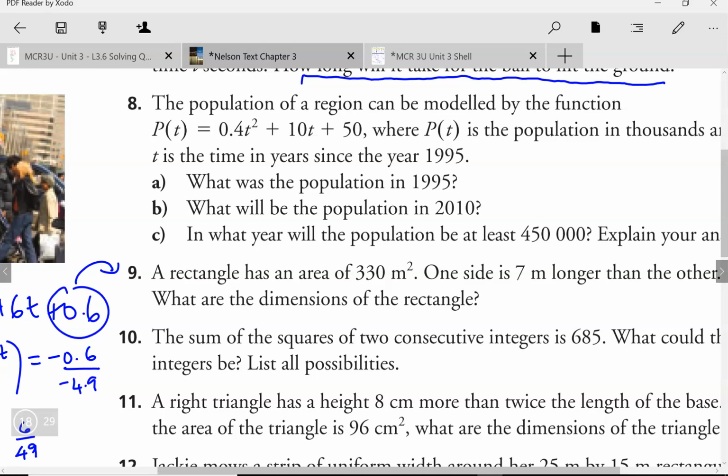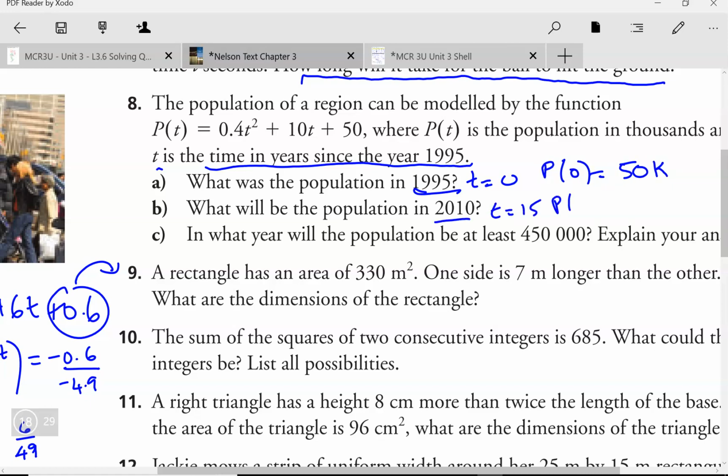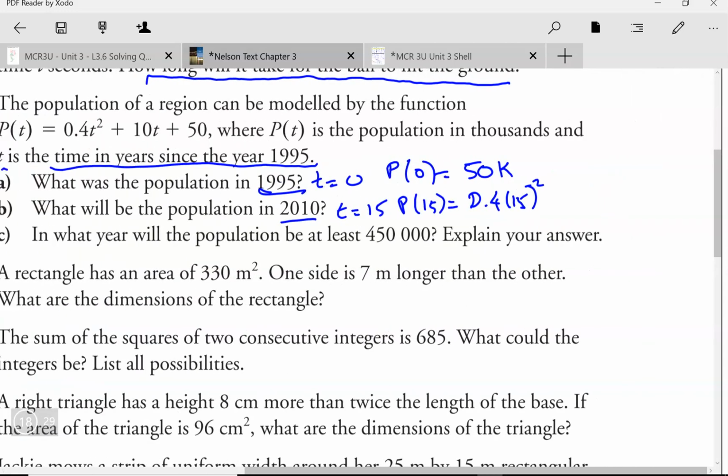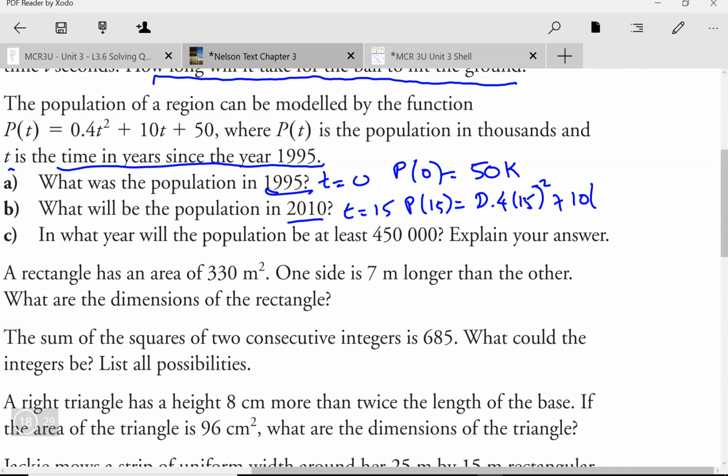So what was the population in 1995? Again, t is the time in years since 1995. So in 1995, t was just 0. So if you put in p of 0, you're going to get 50. So 50,000 was the population. In 2010, t equals 15. So you just have to find p of 15. This is just substituting numbers into equations. So hopefully this is not that complicated and not that confusing so far. We can just do that very easily.